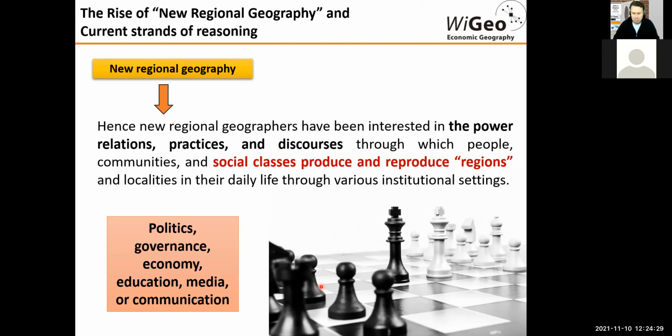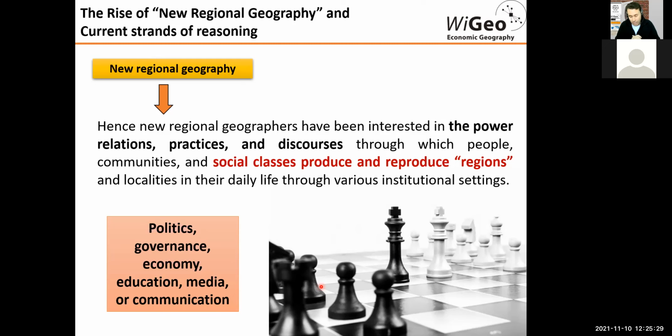So these new regional geographers in general have also been interested in the power relations that entail these practices of regional building, and all these power relations are fundamental in defining territories at current times. There are institutions playing a fundamental role in this context, a number of practices, norms, and also discourses that make people and communities produce and reproduce these regions. So all of these daily life interactions and how institutions behave are fundamental, and started being more deeply explored within the science of regional geography, mostly in academic terms.